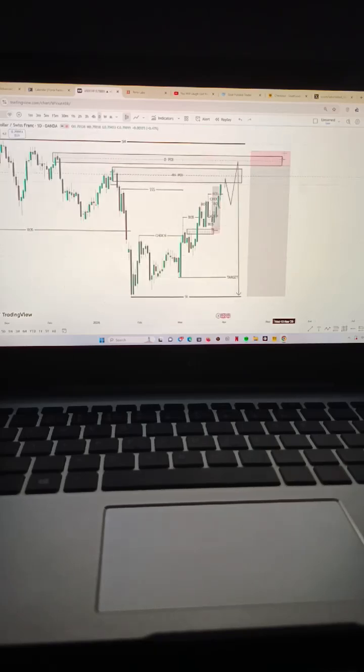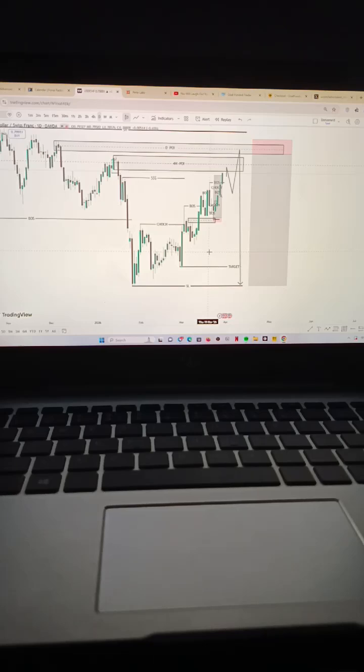I'm definitely riding this trade to the downside. So you can see my first target, and the swing low is supposedly the last target. So this is how it is.